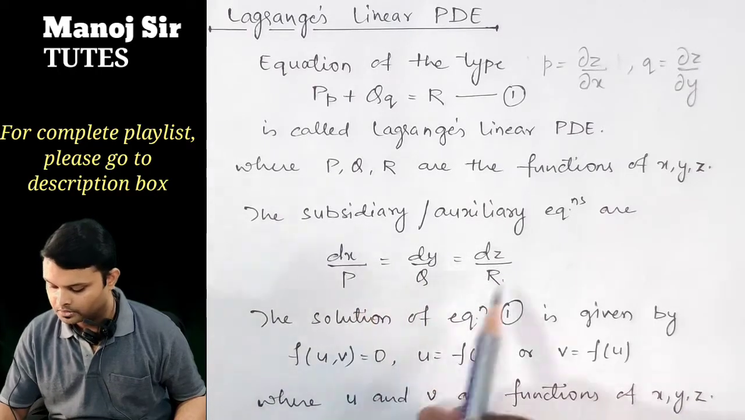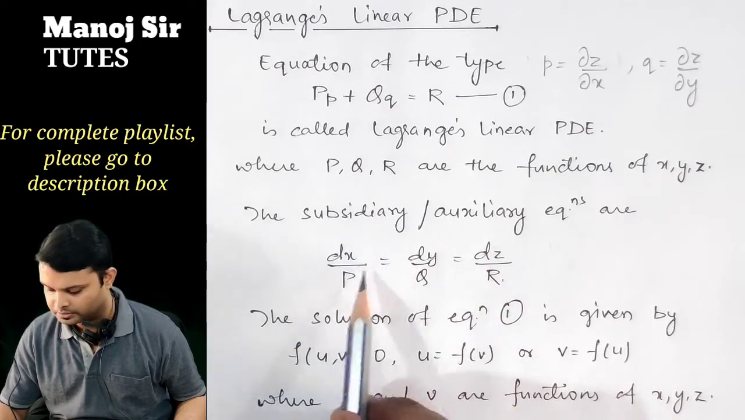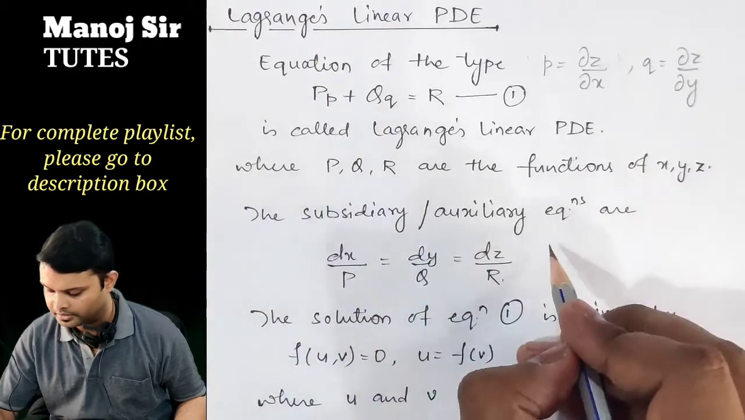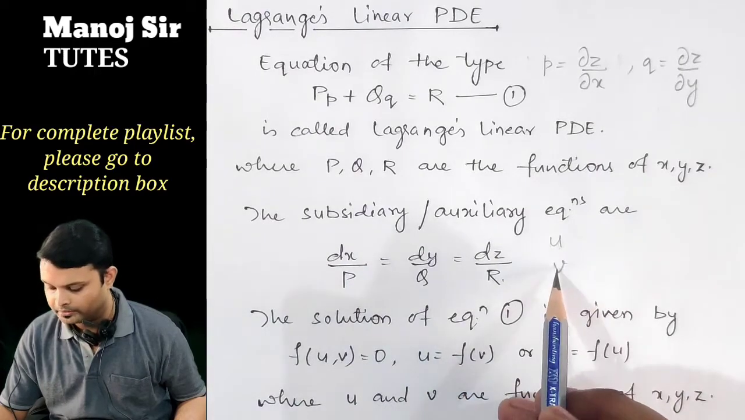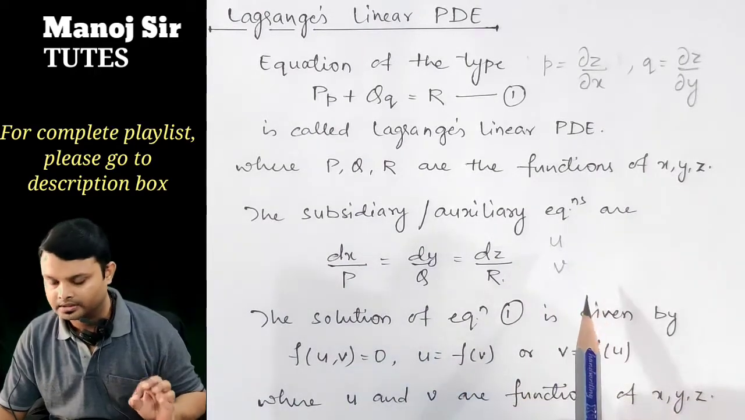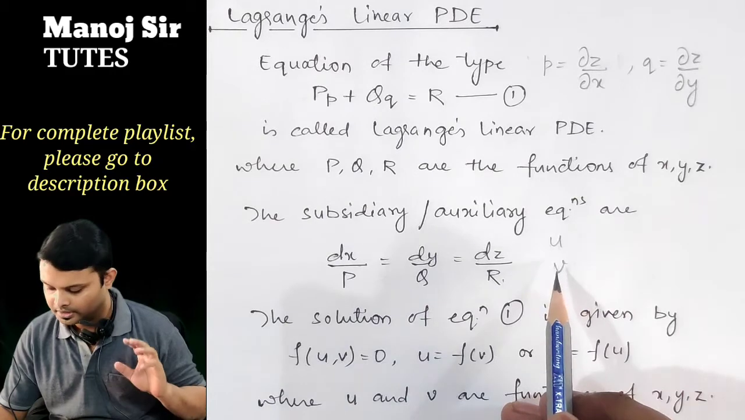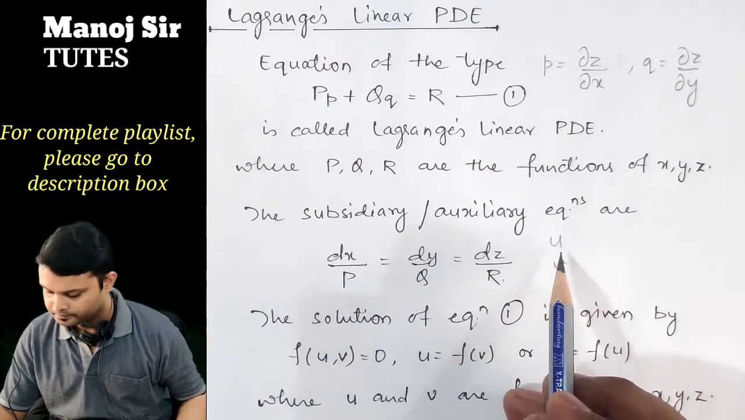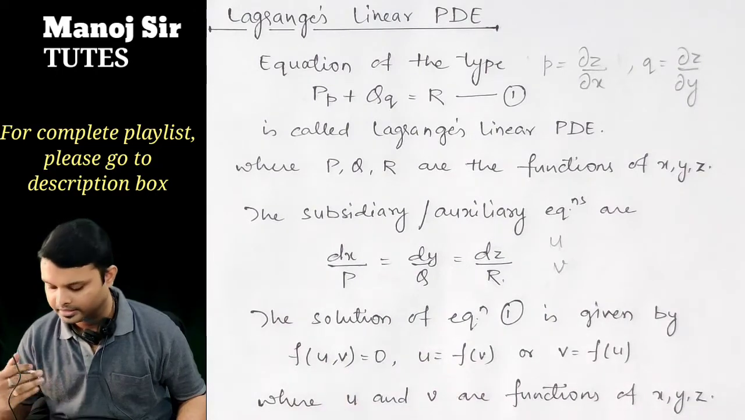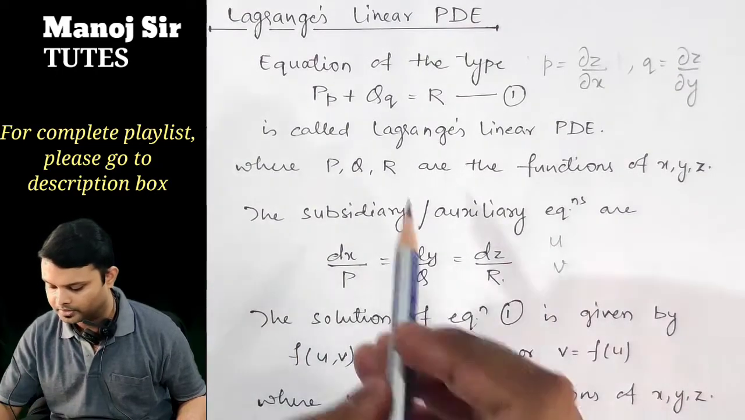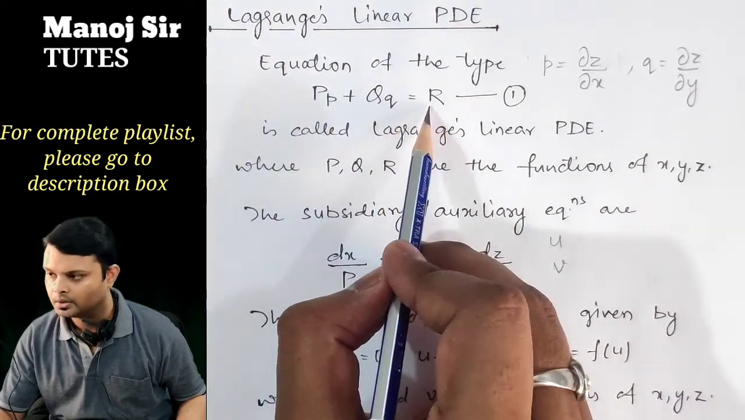Now, on solving these auxiliary equations, you will find u as well as v, and u and v both are functions of x, y, and z. After finding u and v, we can say that is the solution of equation 1. Which is my equation 1? This is my equation number 1.